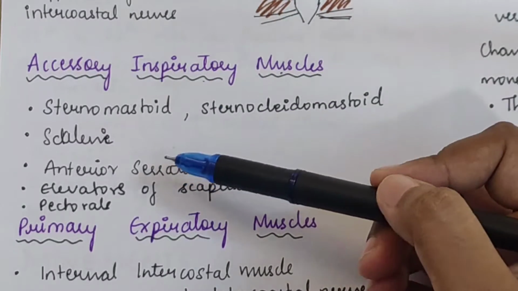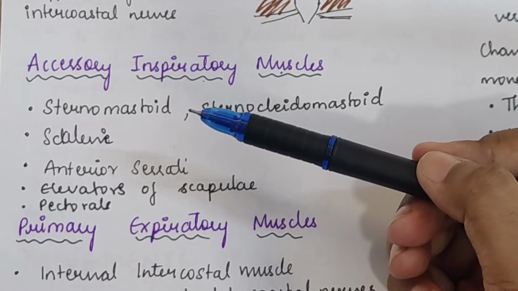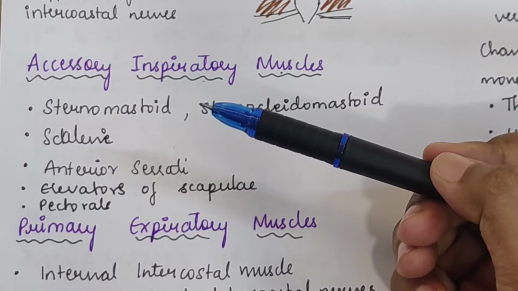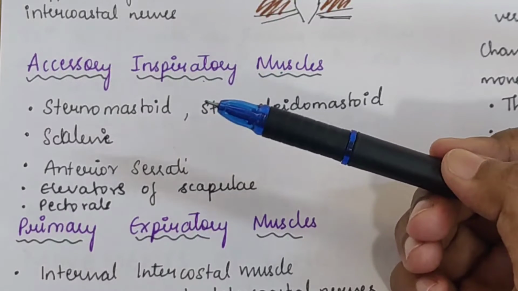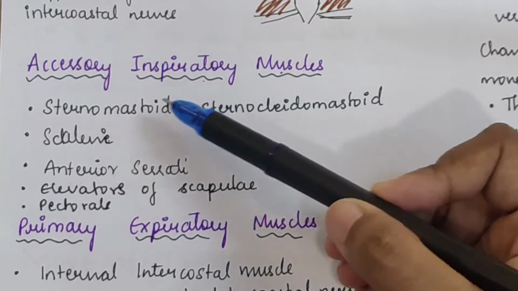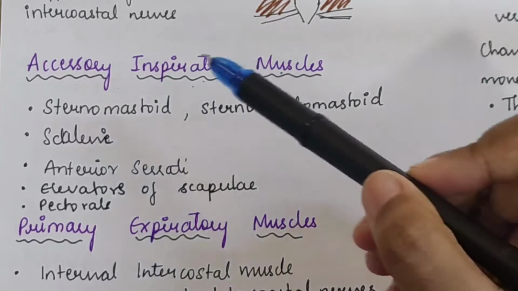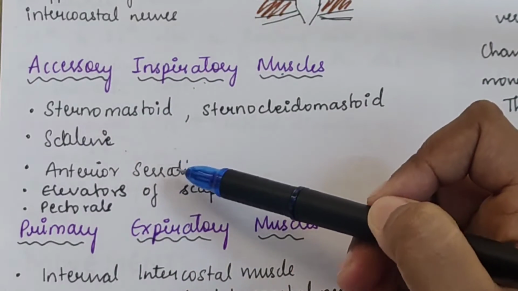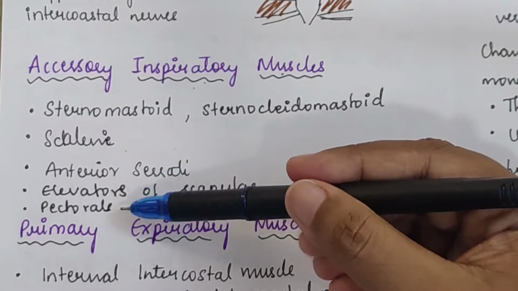Now we come to the accessory inspiratory muscles. These muscles generally are not that much used, but when, for example, you are inhaling forcefully and exhaling forcefully, you need more power, right? So in such cases, these muscles are used. These are sternocleidomastoid, scalene muscle, anterior serratus muscle, elevators of scapulae and pectoralis.